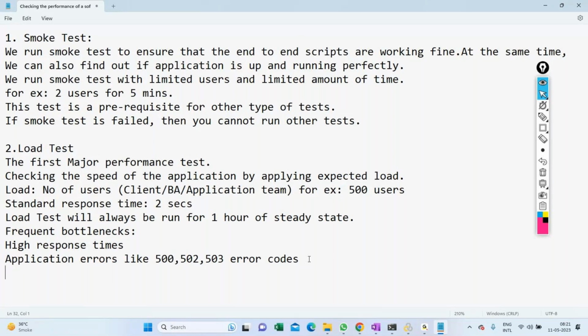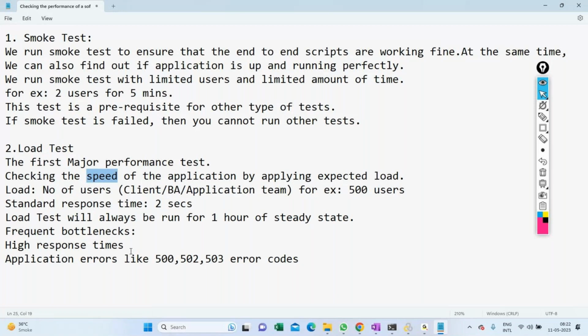So any questions about load testing? Simple thing. We are verifying the speed of the application. What do you mean by speed? How the application is responding, how the web pages are loading. How much time it is taking for a user to navigate from one page to another page. All these things are observed as part of the load test.